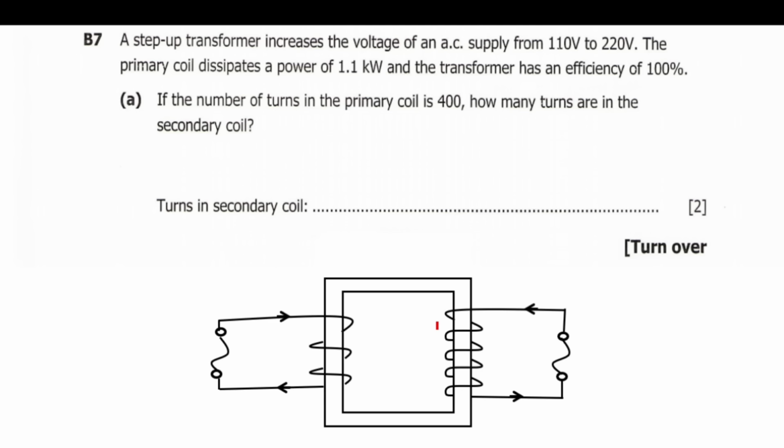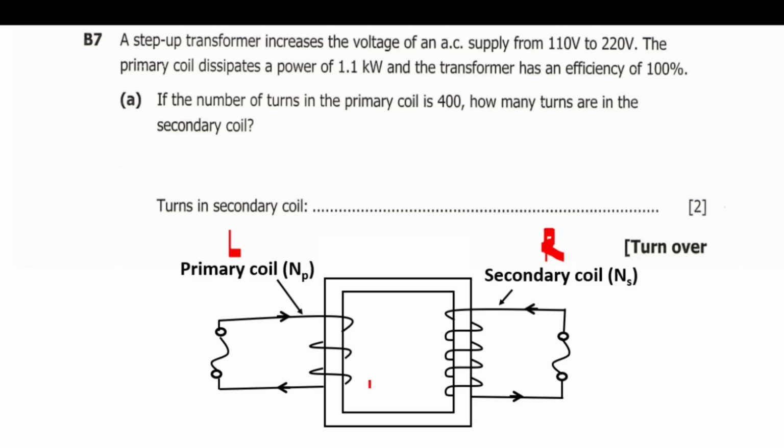So a transformer consists of 2 coils. One on the left is always called the primary coil. And then we have another coil here at the right called the secondary coil. These coils are represented by NP, which stands for number of turns in the primary coil, and NS stands for number of turns in the secondary coil. Then the work of a transformer is either to step up voltage or step down voltage.